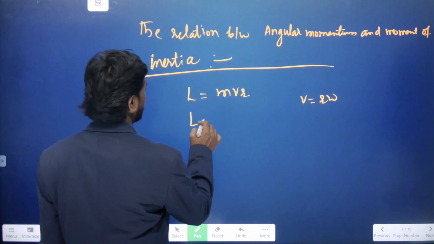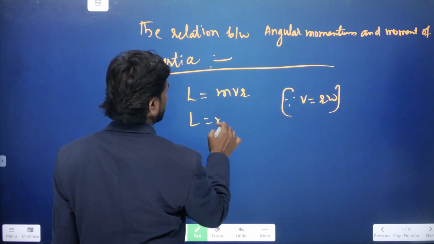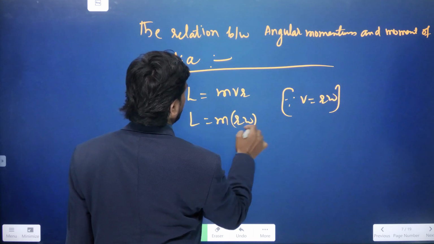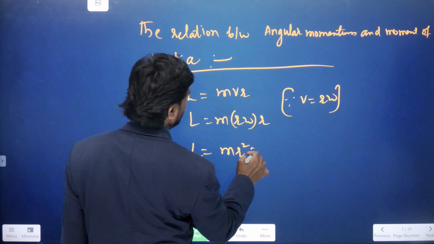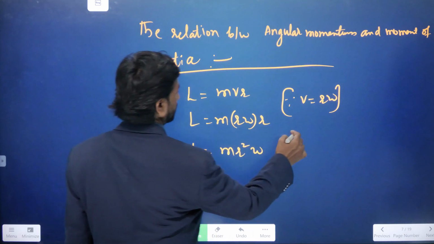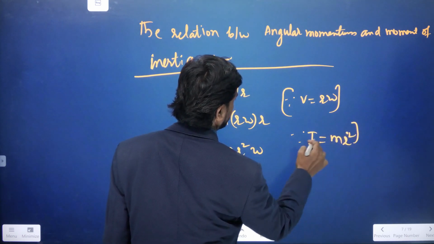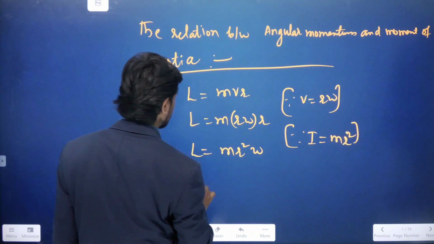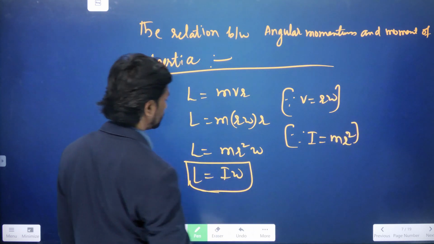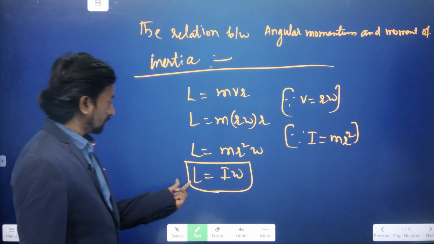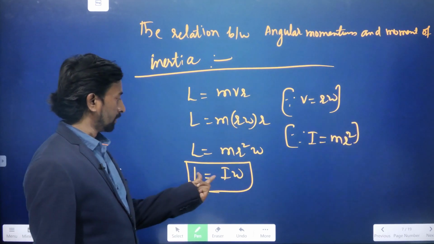Now substitute v equal to r omega in this equation, we get m into r omega into r. So it can be written as m into r square into omega. We know that the moment of inertia I is nothing but m into r square. So L is equal to I into omega. This is the relation between the angular momentum and the moment of inertia.